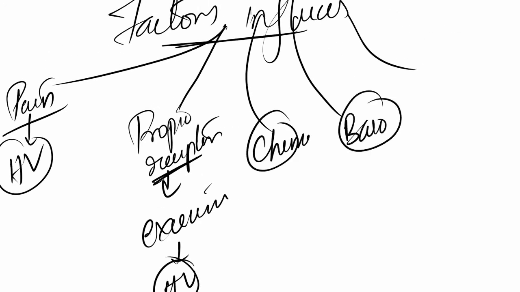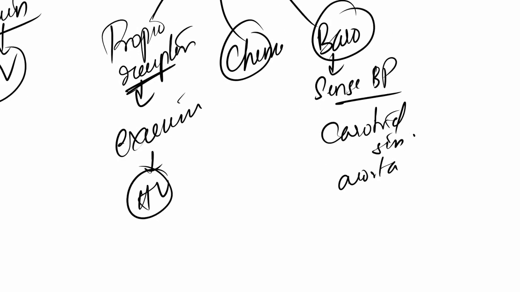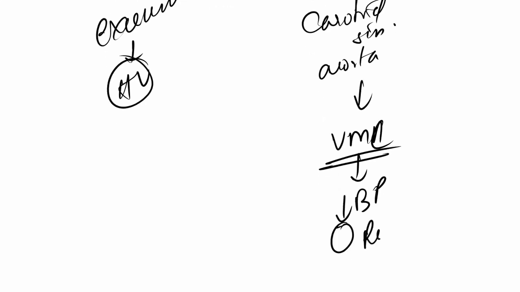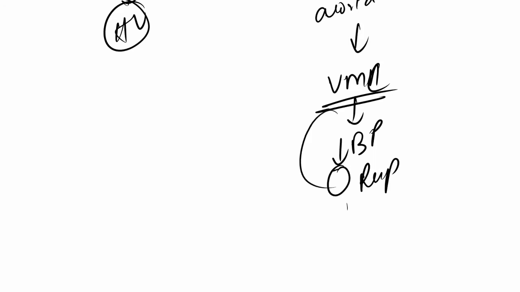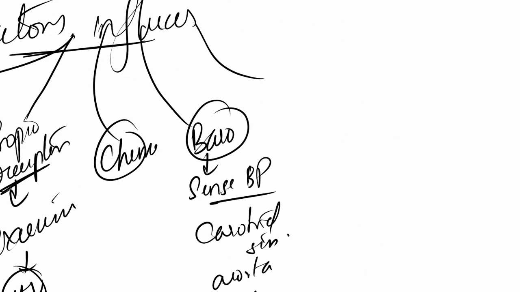Now we'll discuss baroreceptors. Baroreceptors are the receptors which are responsible for sensing your BP, that's blood pressure. Where are they located? They're located in the carotid sinus and the aorta. On increase of BP, they inhibit the vasomotor center, and this leads to decrease in BP, along with inhibition of respiration. But the amount of effect it has on respiration is negligible, so you might as well ignore it. It's part of the syllabus, so we have to cover it, but it's not necessary.